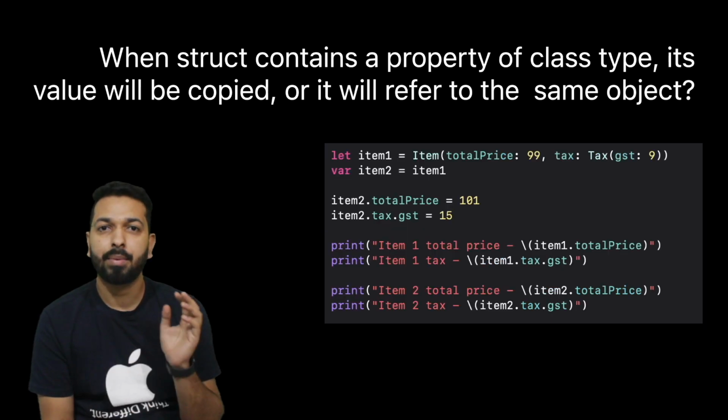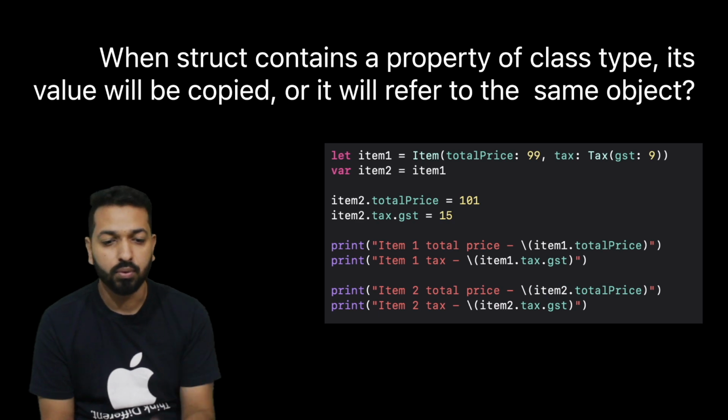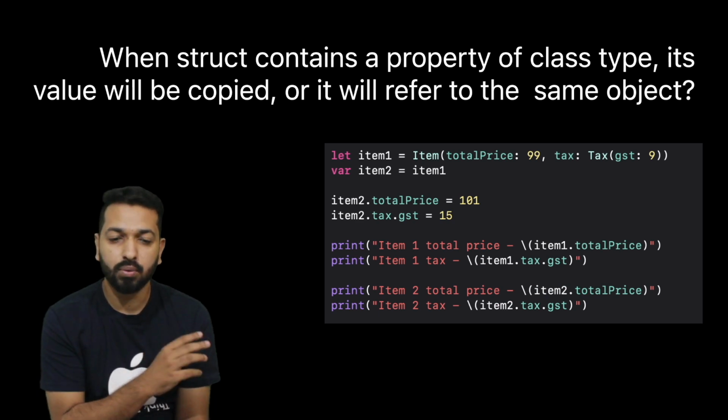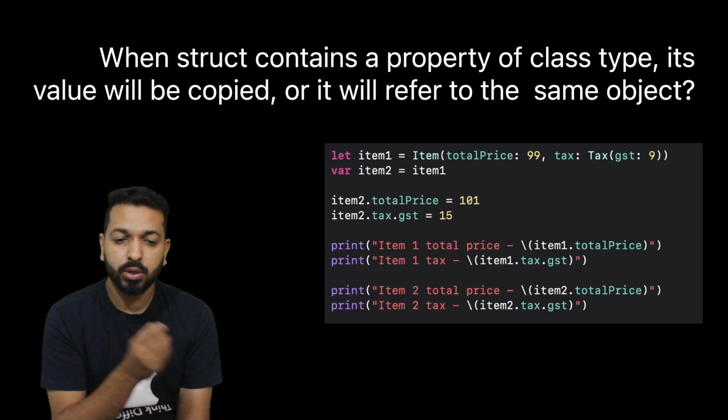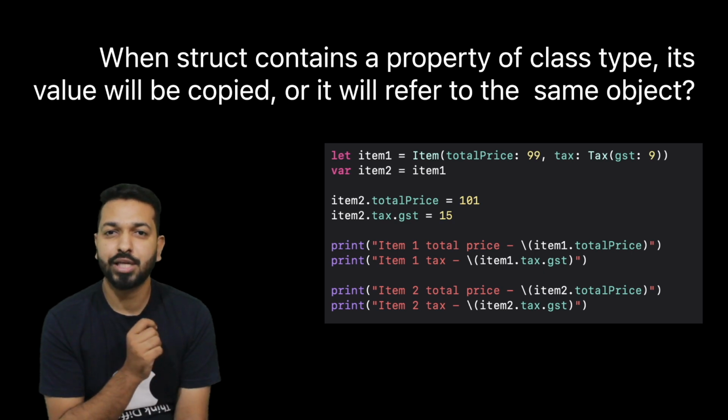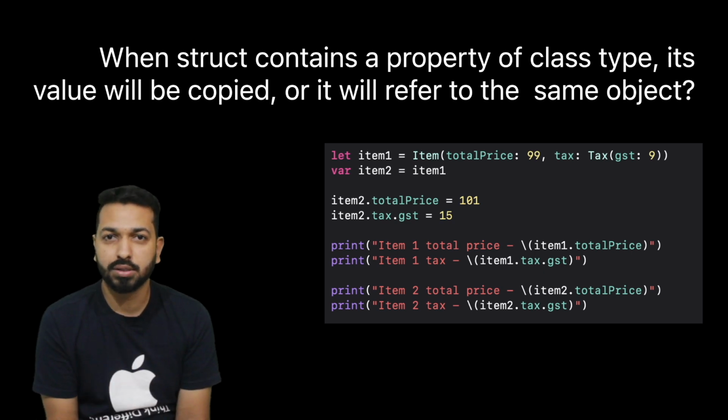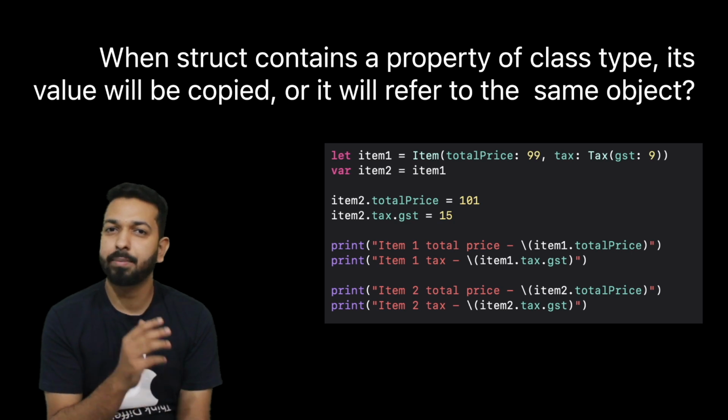For example, I'm having two objects here, that is item 1 and item 2. Item 1 has been assigned to item 2 and then the values are being changed. So the total price and GST of item 2 have been changed and then we are printing the values in the logs. You can pause the video for a while and try to predict the output.